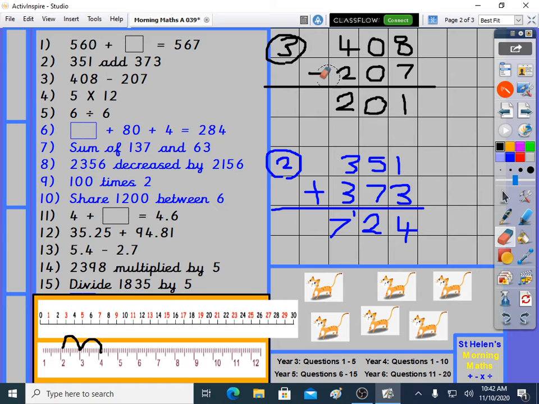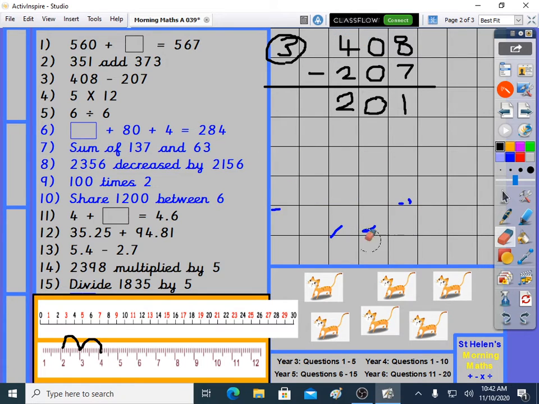Remember, take away or minus is going to make things smaller usually. That's why we had 408 at the start, didn't we? 408. We took something away, then we didn't have 408 anymore. We had less because minus makes things smaller usually.